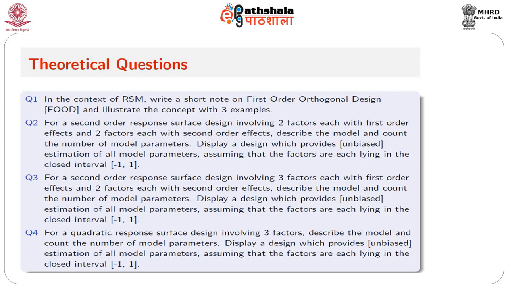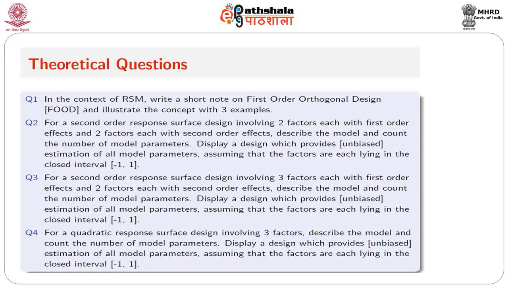So the next question reads, for a second order response surface design involving 2 factors, each with first order effects and 2 factors each with second order effects, describe the model and count the number of model parameters. So there are 4 factors, 2 with first order effect, 2 with second order effect. Very good. So I will have alpha plus beta 1 x1 plus beta 2 x2 plus beta 3 x3, beta 3 3 x3 square, beta 4 x4, beta 4 4 x4 square. That is what it says. So you know how many model parameters are coming up.